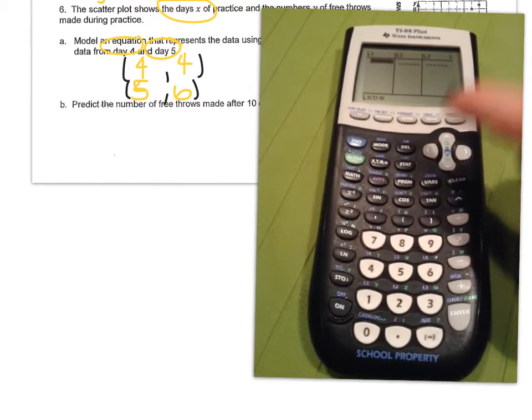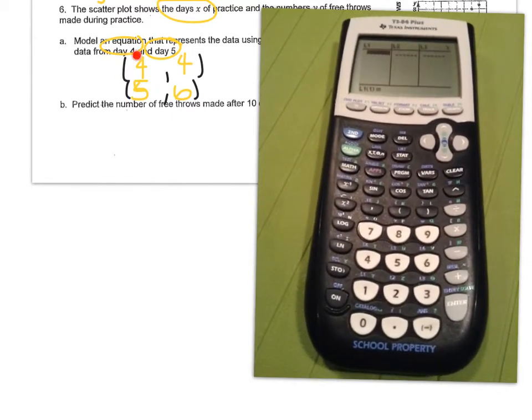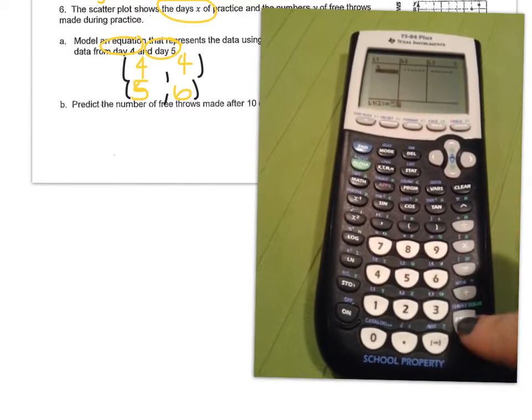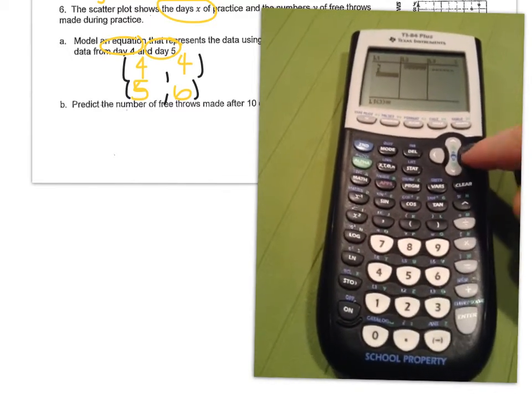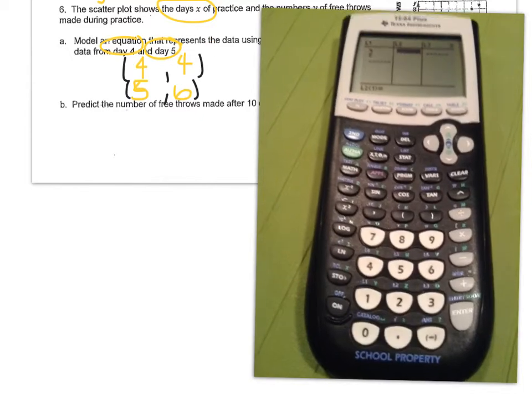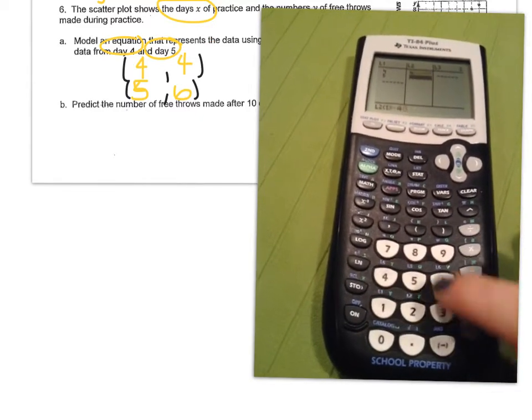And I'm going to put my X's in L1. My X's over here are the 4 and the 5. So 4 enter, 5 enter. And then I'm going to put my Y's in L2, which are my 4 and my 6 for my ordered pairs. So 4 and 6.